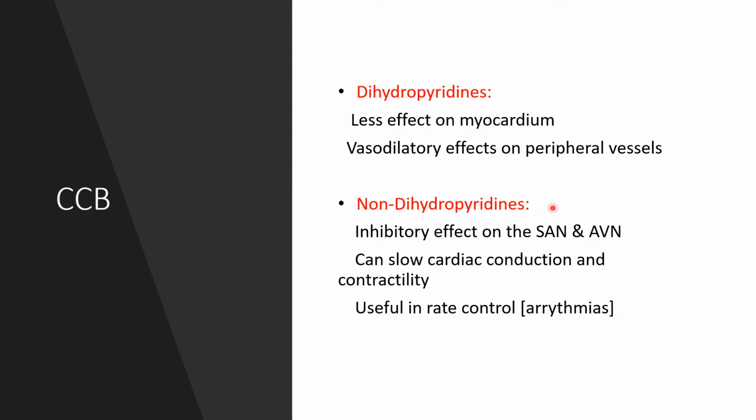The non-dihydropyridines will have an inhibitory effect on the sinoatrial node and atrioventricular node. You can see, pointing to an effect on cardiac conduction and contractility. So when there is arrhythmia and you want to achieve rate control, either with hypertension or not, you go for non-dihydropyridine, that is diltiazem or verapamil. As a matter of fact, verapamil is now on trial to handle early morning hypertension. Remember, cortisol will play a big role there.